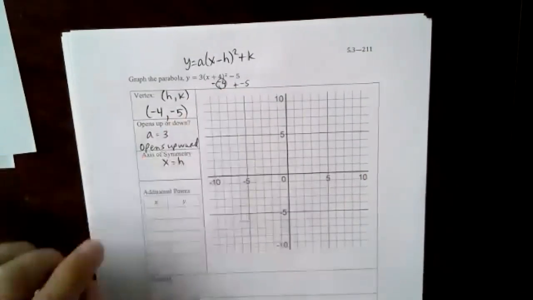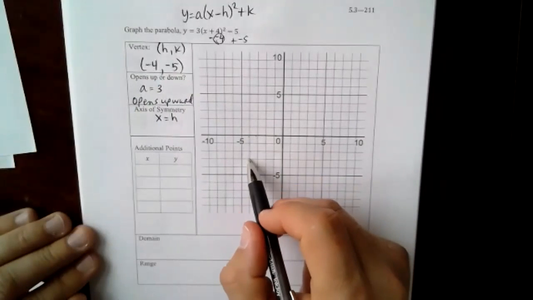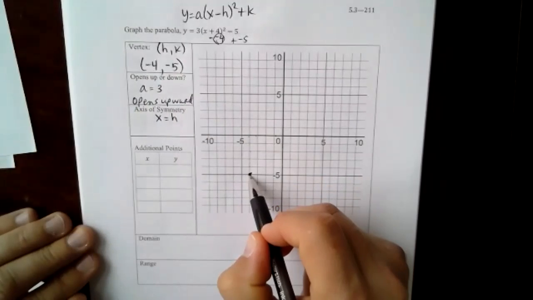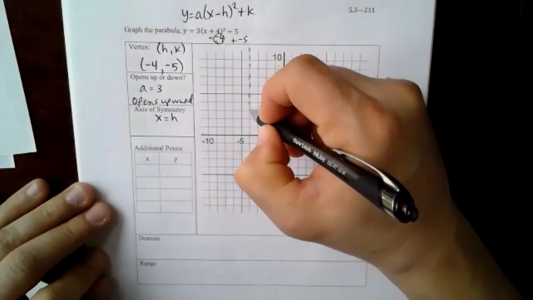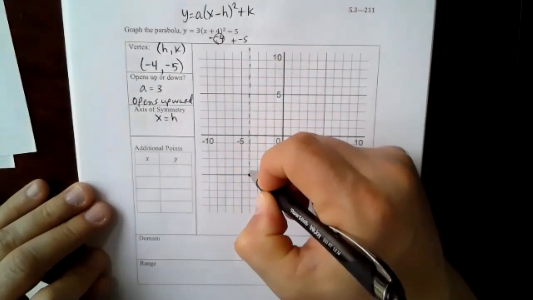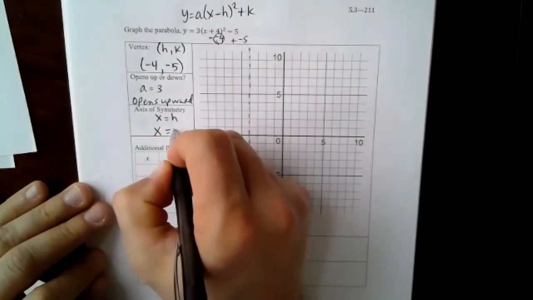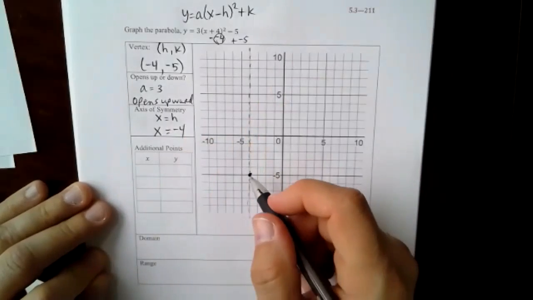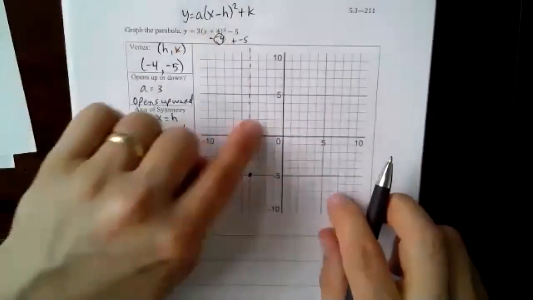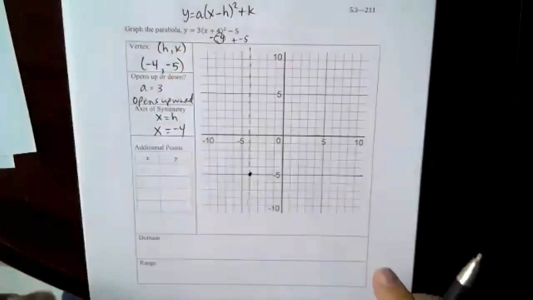So there's your vertex. I'm going to go ahead and draw that on the graph. 1, 2, 3, 4. 1, 2, 3, 4, 5. There's my vertex, and I bet you your axis of symmetry is going to be this way, okay? So that means my axis of symmetry is x equals -4 this way, okay? Now, we've got the majority of what we need to know here. We know it opens upward, so it's going to look like this, all right?